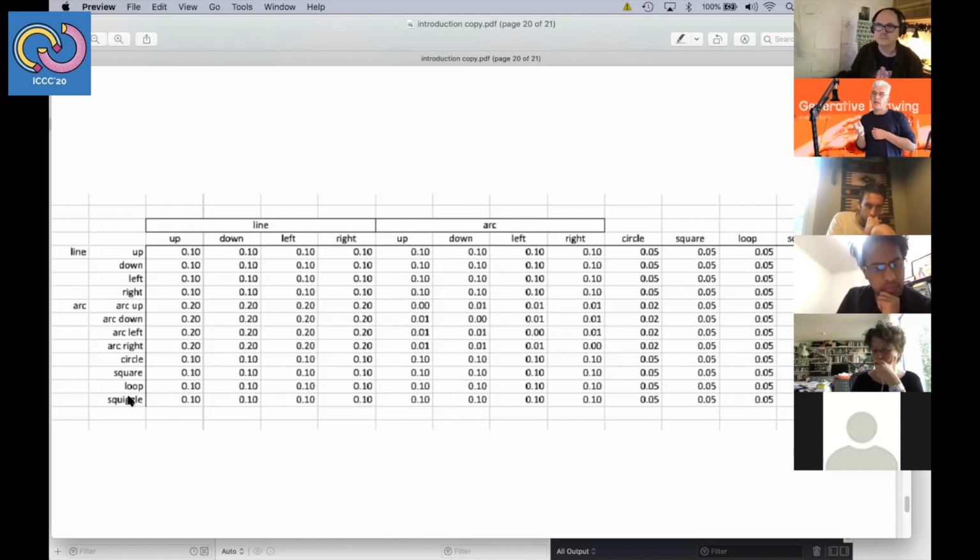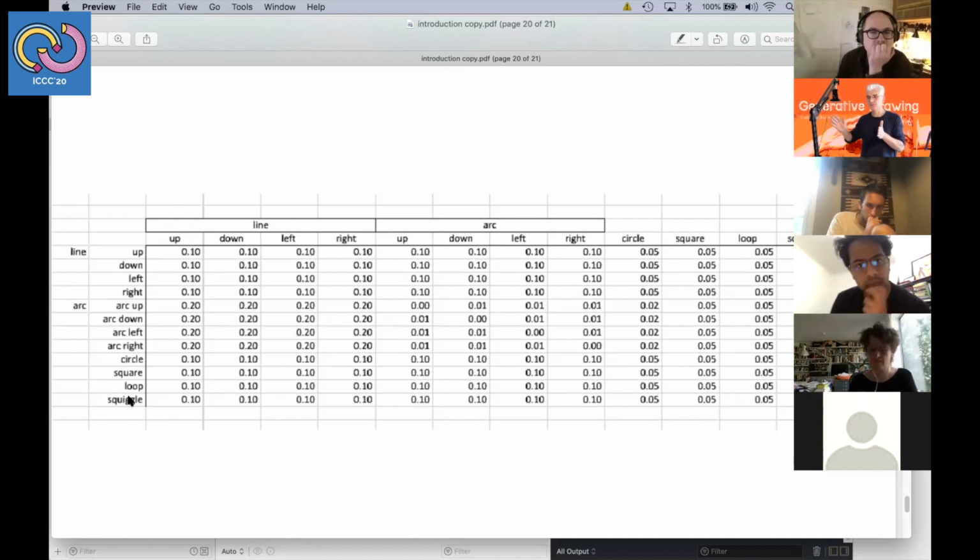If it were that option 1 was going to happen 50% of the time, that would be 0.5, and the next 9 would be whatever 0.5 is divided by 9. So each line adds up to 1.